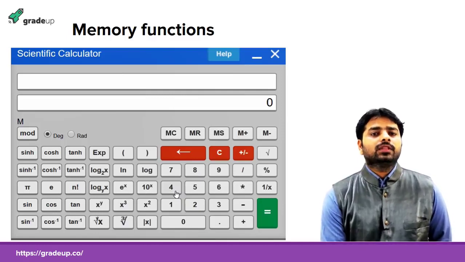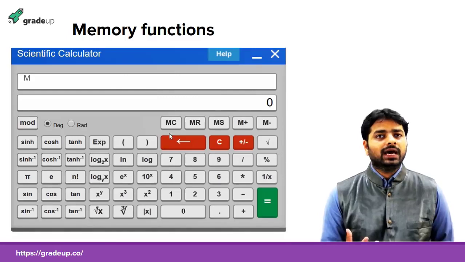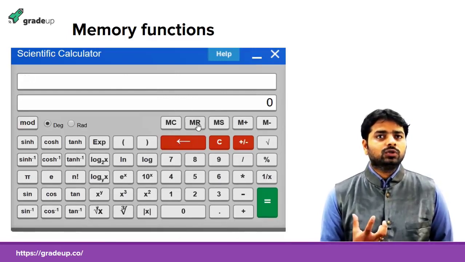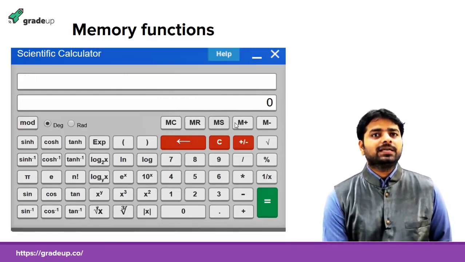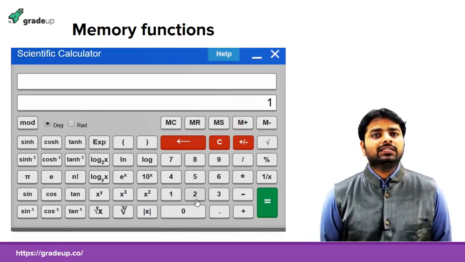So now how to use this MC, M plus, M minus? I am going to use one by one. That 100 I have stored. Now I want to clear it. So I just press MC, you can see that M is deleted here. So now I don't have anything in the memory.